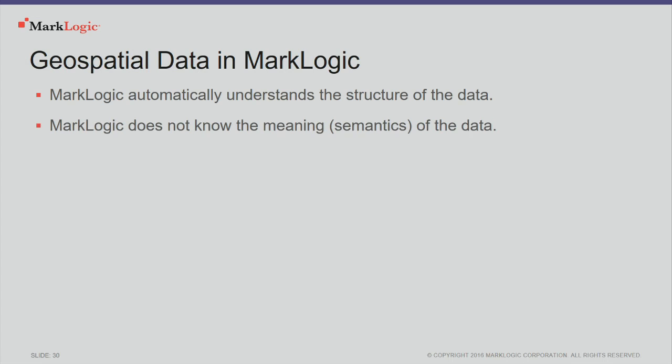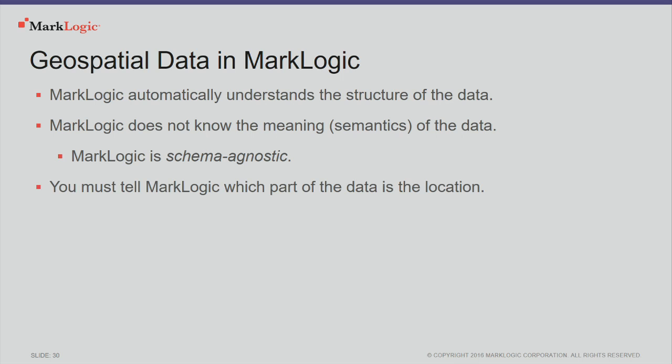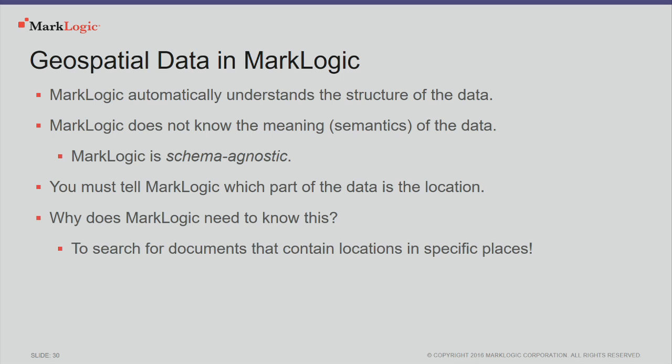MarkLogic automatically understands the structure, but it doesn't know the meaning. This is a property of MarkLogic; we say it's schema agnostic. It doesn't care about the meaning or the particulars of how you structured it, unless you tell it. So when you set up your geospatial indexes, you have to tell MarkLogic what part of the document contains the location. The reason it needs to know this is in order to enable geospatial search, in order to be able to find documents that mention locations in specific places.